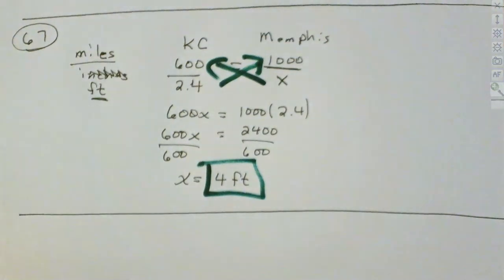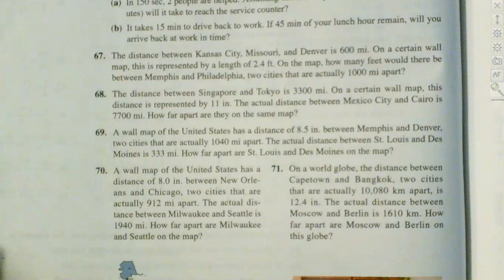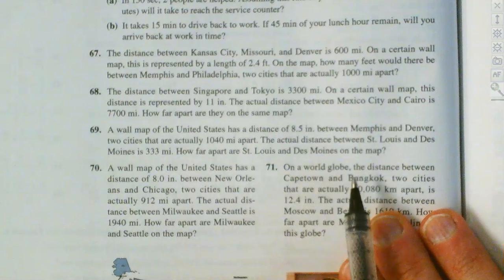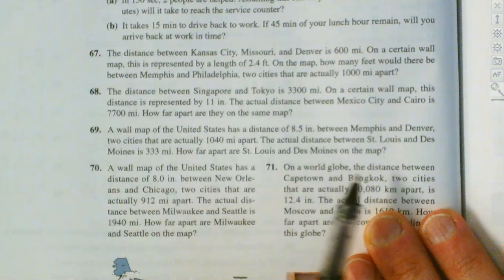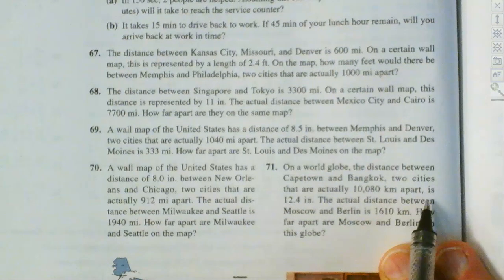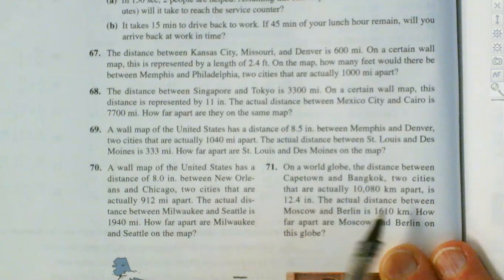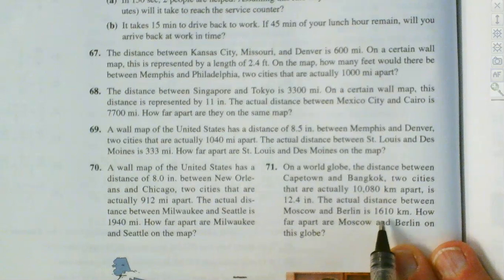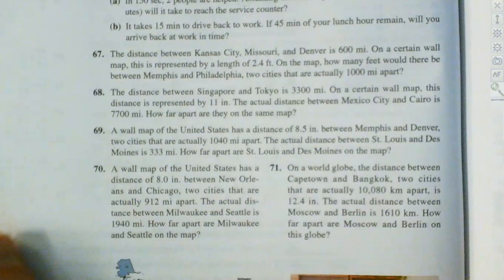Let's look now at 71. On a world globe, the distance between Cape Town and Bangkok is actually 10,080 kilometers apart, and that is 12.4 inches. The actual distance between Moscow and Berlin is 1,610 kilometers. How far apart are they on the globe?